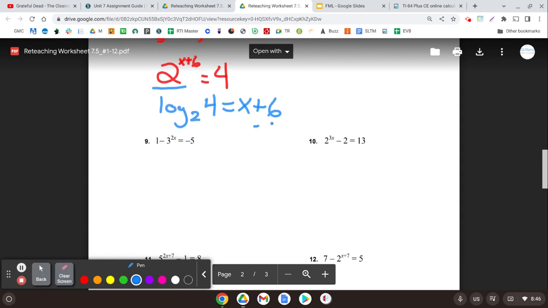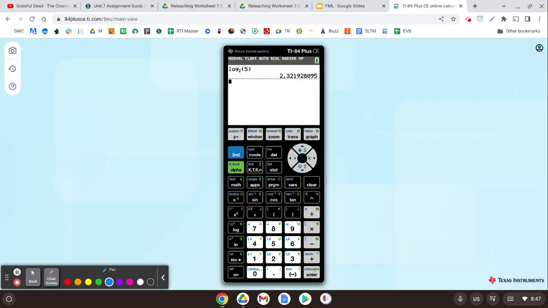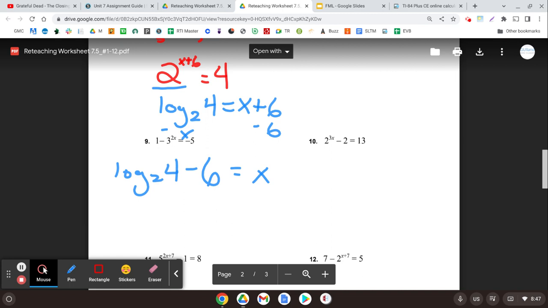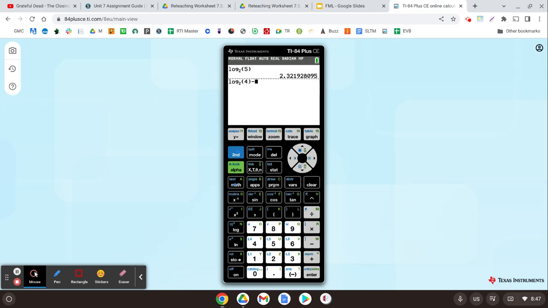All right. So what do we do? We subtract 6 from both sides, and you get x equals log base 2 of 4 minus 6. That might be a whole number actually, but I'll just go second math. Log base 2 of 4, and then minus 6. Let me get this right. Minus 6. And you get negative 4.